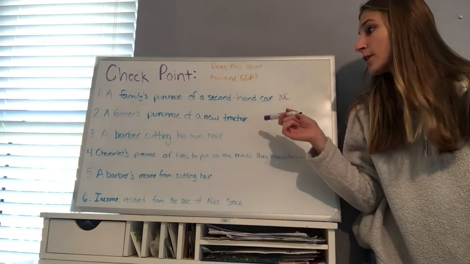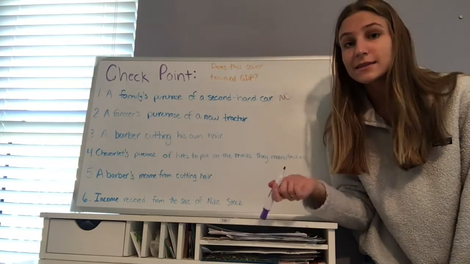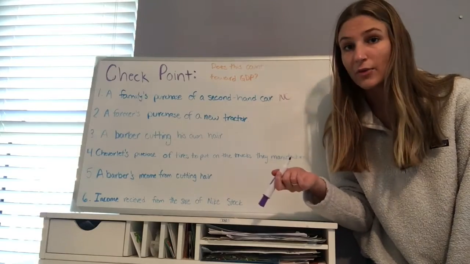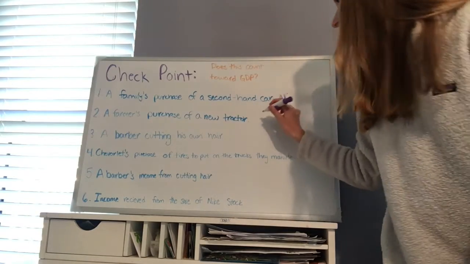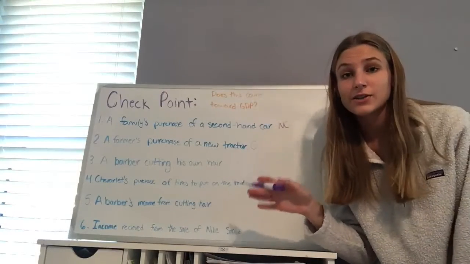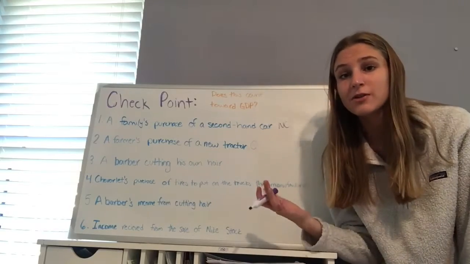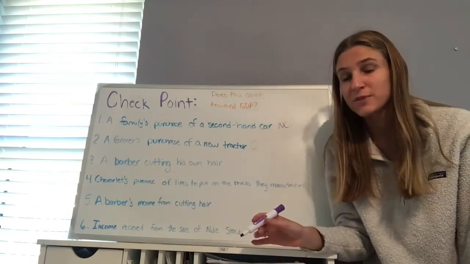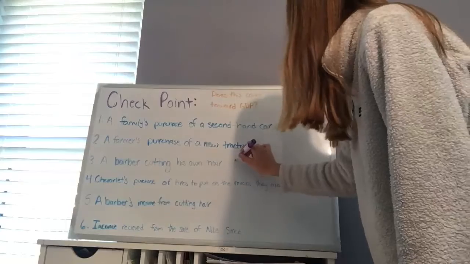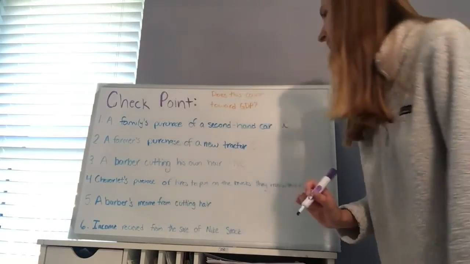Second up, we have a farmer's purchase of a new tractor. This is the sale of a final good, so we are going to count this towards GDP. So we're going to give it a C for counted. Alright, and third, we have a barber cutting his own hair. Now he's not selling this for a value amount, he's just doing it for himself, so we're not going to count this towards GDP. So we're going to give this an NC for not counted.